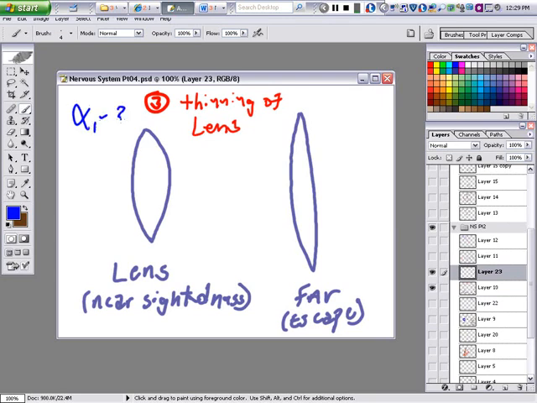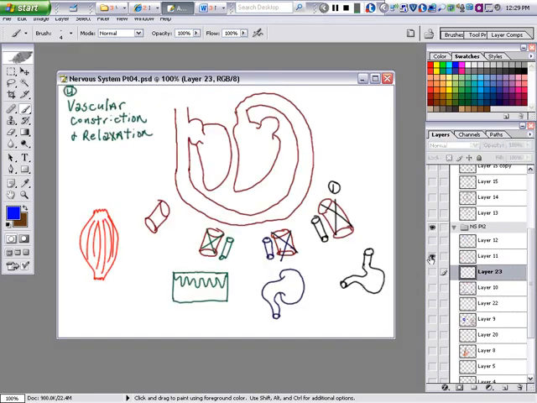Alpha 1? Because the eye is a tricky thing, the eye tries to confuse students. Okay, let's look at these here. So, your vascular constriction and relaxation. Now, you want to be able to give blood basically to your stomach.